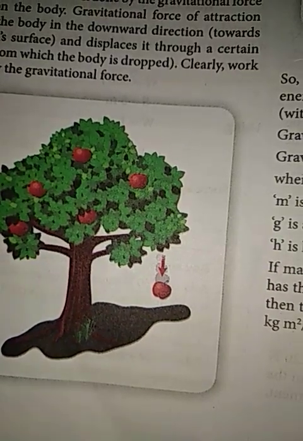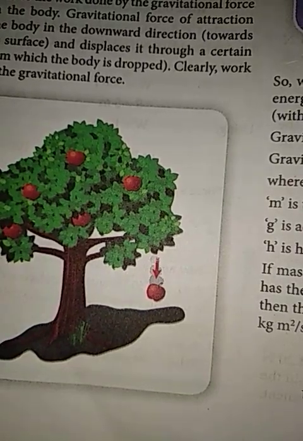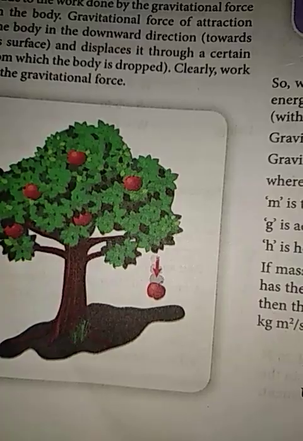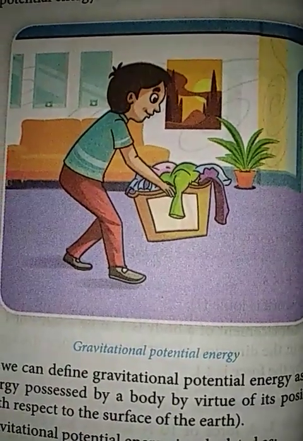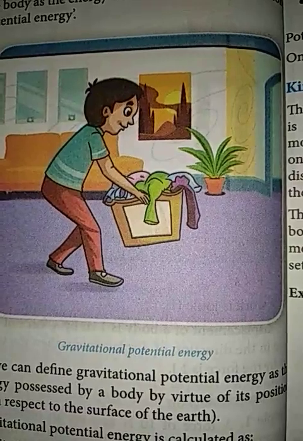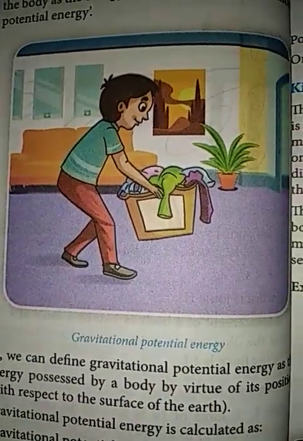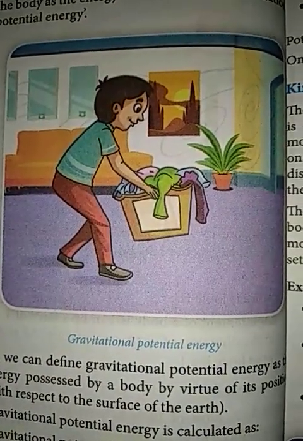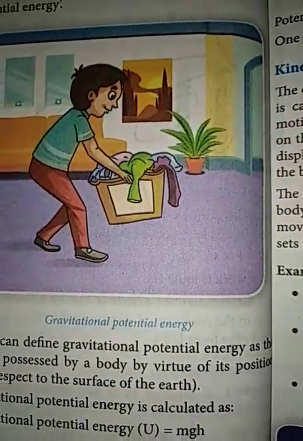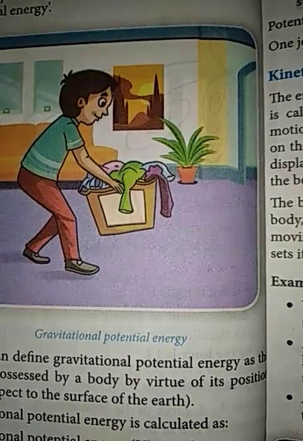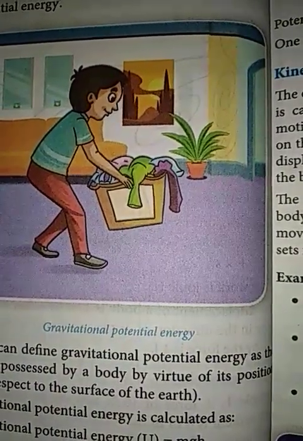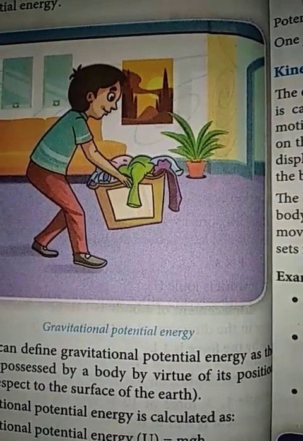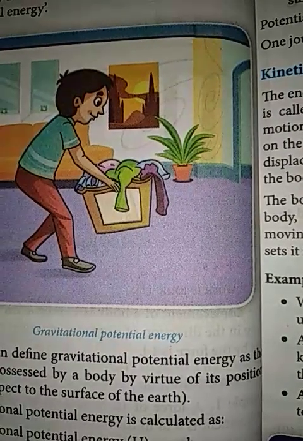If you throw a stone upward, after some time the stone falls on the ground. The gravitational force attracts to pull it down again. On the other hand, if we want to lift a box, we apply force on the box in the upward direction and displace it through a certain height. Obviously, we do some work on the body against the gravitational pull. By displacing a body to a certain height from the ground, we do work on it, and this work is possessed by the body as the energy which is known as the gravitational potential energy.